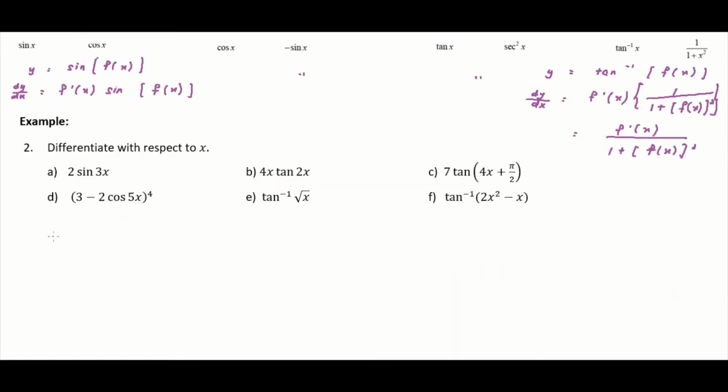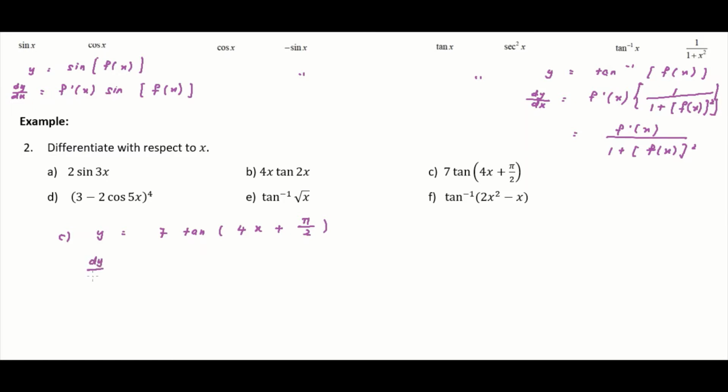Okay, so C, y equal to 7 tangent 4x plus pi over 2. Okay, so don't panic when you see this type of question. You just treat it like, because pi over 2 is basically just a constant, right? So that's why you just treat it like a normal number. Do you think that you need to do uv and so on? No, actually you have one function only, which is with the 4x here. So you can just differentiate it normally.